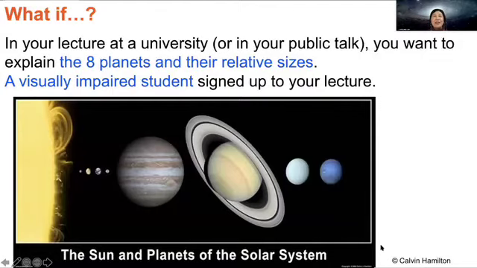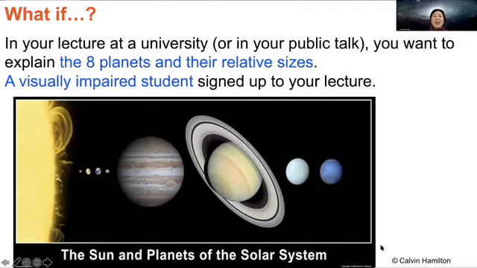From the beginning, please think about the following situation. You are a professional astronomer and give a lecture at a university. In your lecture at a university or in your public talk, you want to explain the 8 planets in the solar system and their relative sizes. A visually impaired student signed up to your lecture. How do you explain the planets and their sizes? Have you ever experienced a similar situation?